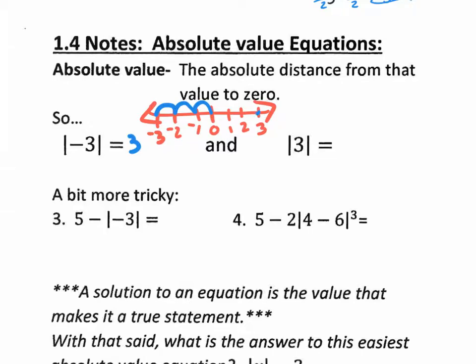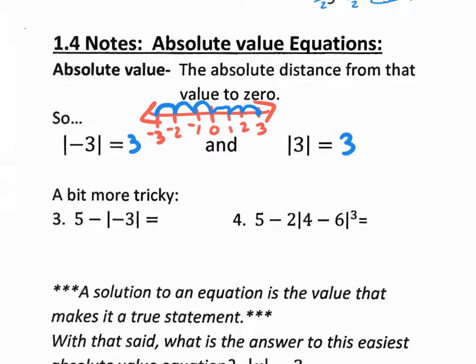Let me show you. Here's 3. Let's go to 0. It's 1, 2, 3. So it doesn't matter which direction you're traveling in. Distance is still positive. So the absolute value of negative 3 is 3. The absolute value of positive 3 is 3. Do we understand? All right.